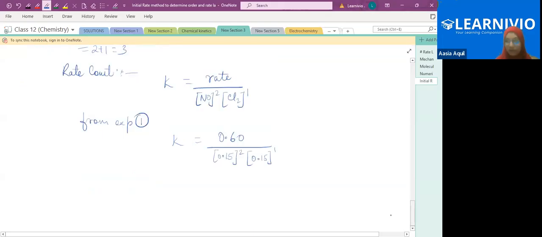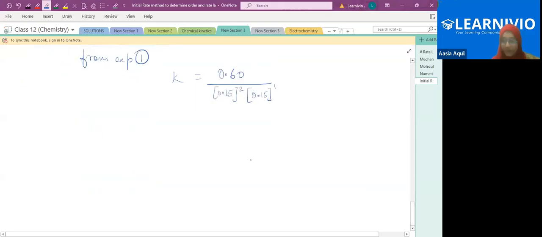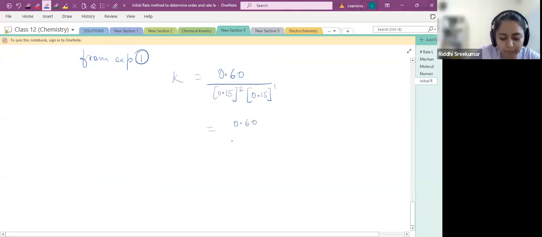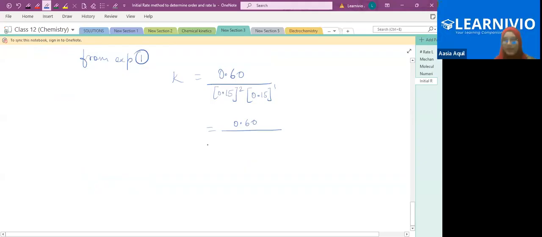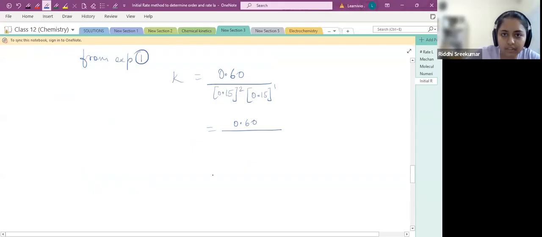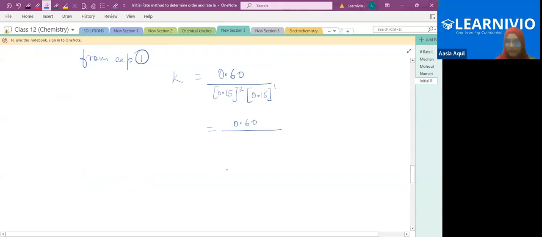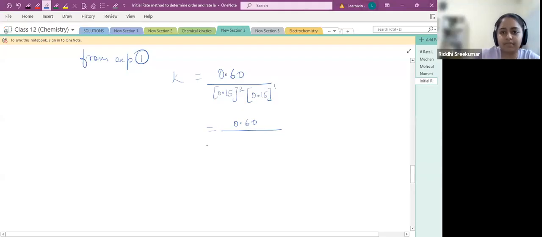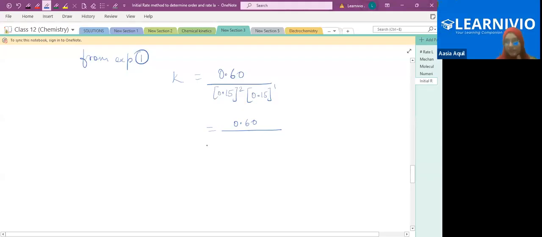Now let's solve this. So this is from the first experiment. You can similarly calculate it for the second one, third one, and so on, which would be the same, right? Yes, it will be the same. So we don't need to calculate for all. Just calculate the rate, because the rate constant is the same overall. No need to calculate it for all the experiments.